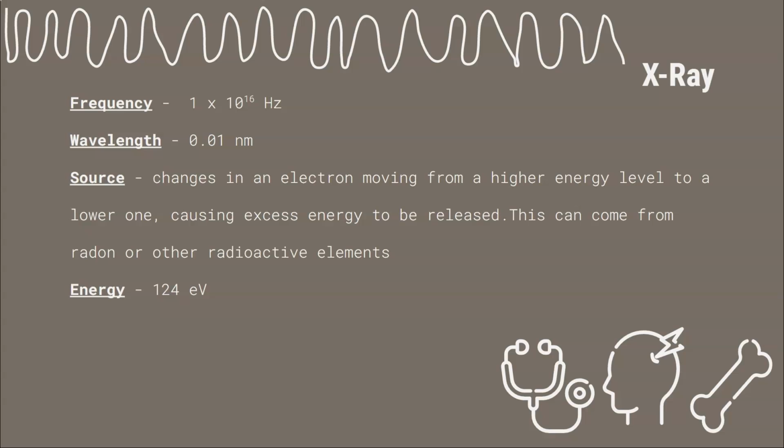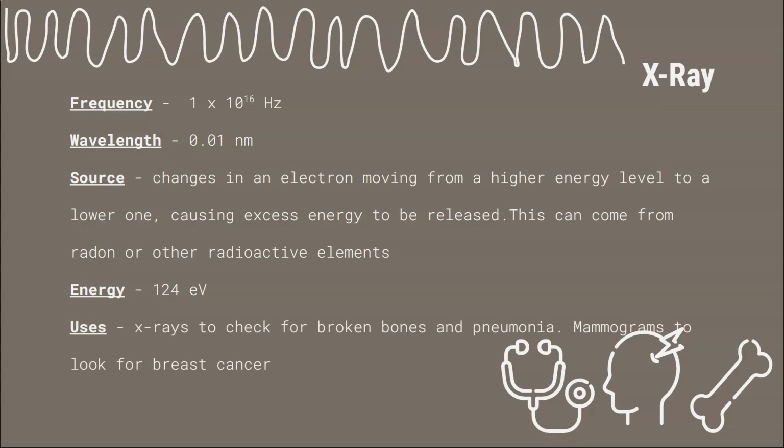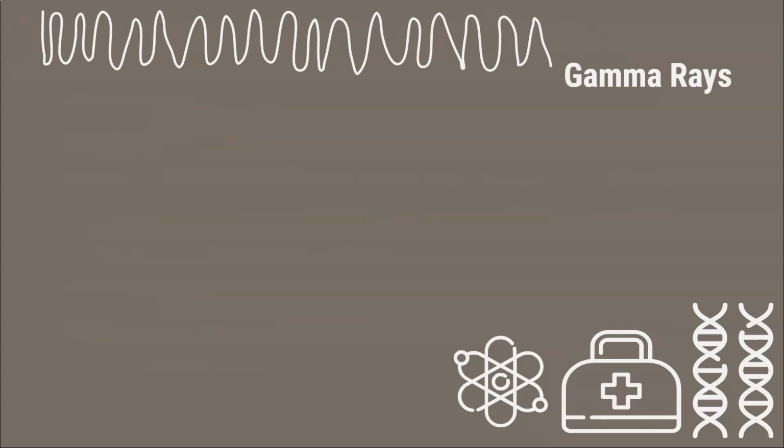It releases about 124 electron volts, and we use X-rays, as you know, to check for broken bones. You can X-ray your lungs to look for pneumonia. You can get mammograms with X-rays, which essentially looks for breast cancer. So it's used in a lot of medical purposes and helps us know what kind of treatments to use in case of dangerous things like pneumonia.